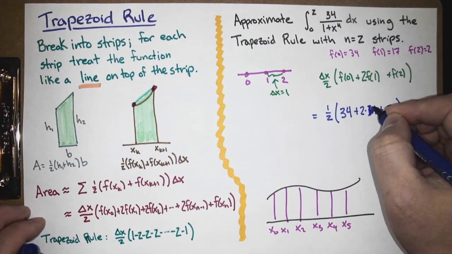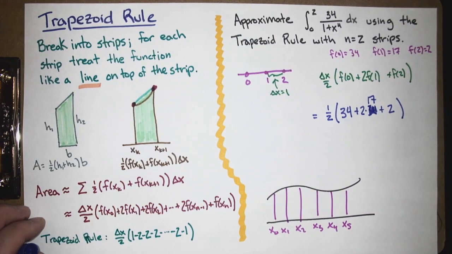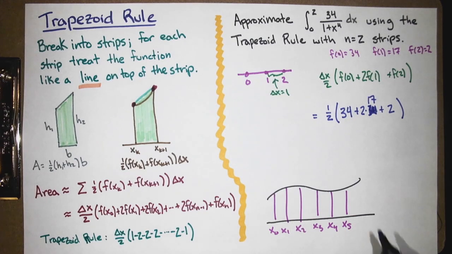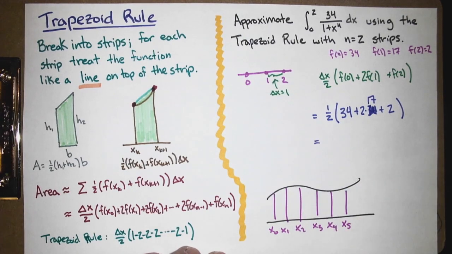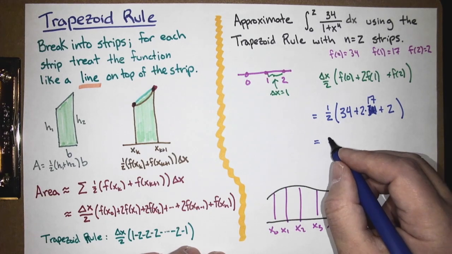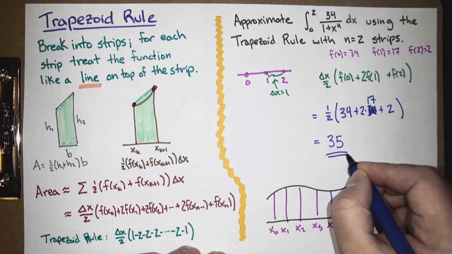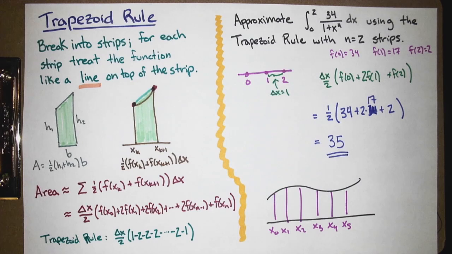2 times 17, sorry. Did a computation in my head. All right, 34 plus 2 times 17 plus 2. What does that turn out to be? 35. All right, so here's our approximate answer. Now, there's reasons for us to believe that trapezoid rule should be a better answer because we are better capturing the behavior of the function. It's much more likely it looks like a line than that it looks like a constant.